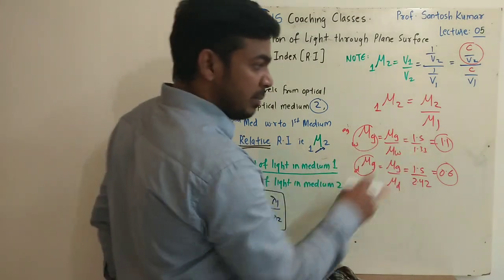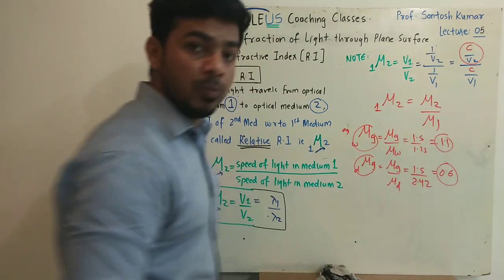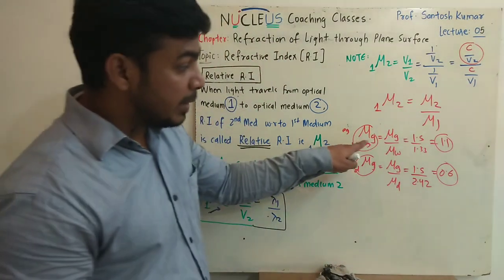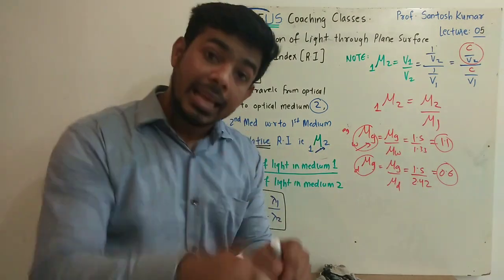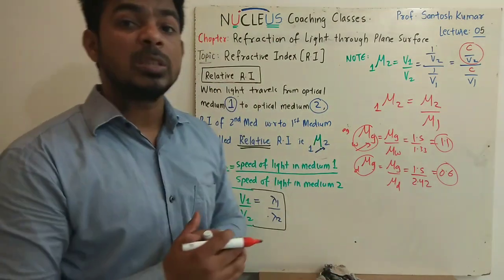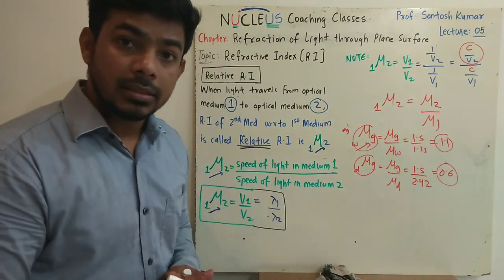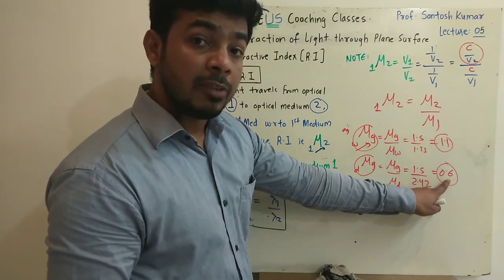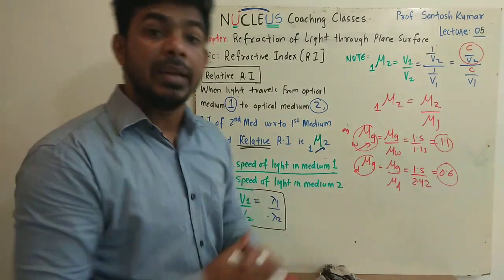Here, what do we mean by this statement, that the refractive index of glass with respect to water is 1.1? That means when light travels from water to glass, the speed of light in glass is 1.1 times less as compared to the speed in water. If light travels from diamond to glass, the speed of light in glass will be 0.6 times the speed in diamond.